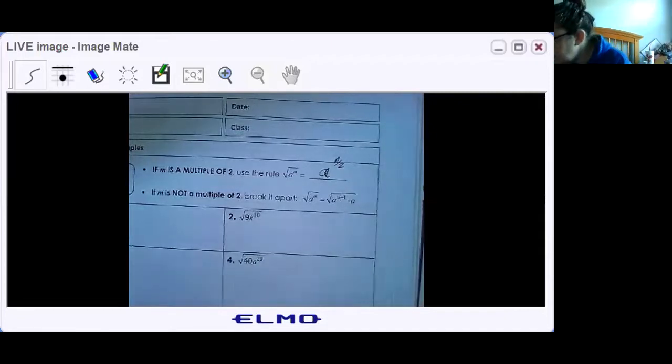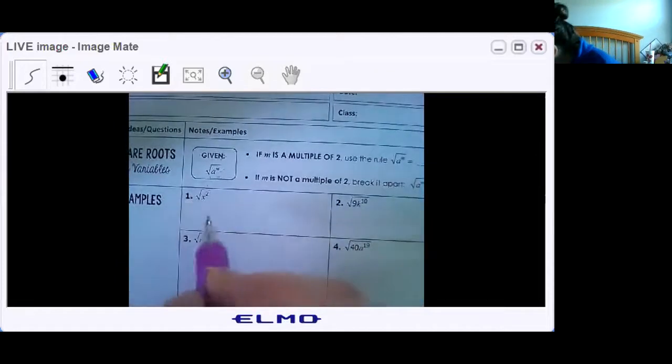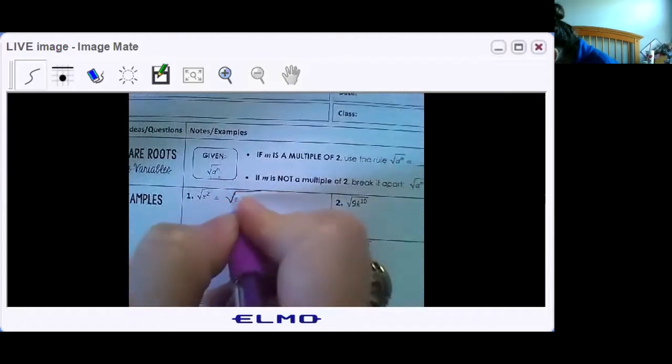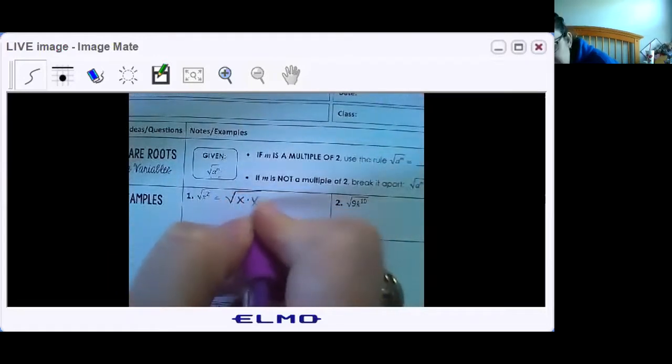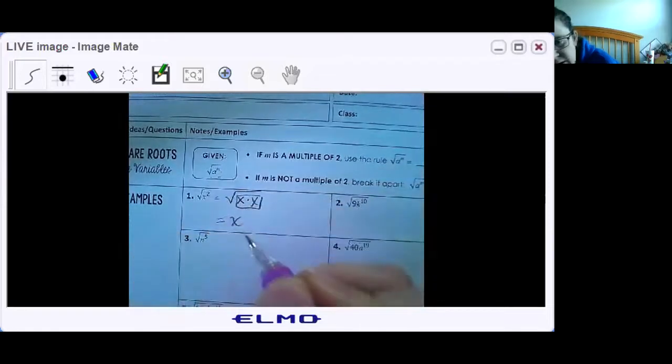So if we're doing this the way we always have, I've got the square root of x squared, which is x times x. Here is my pair on the inside, so they become 1 on the outside.